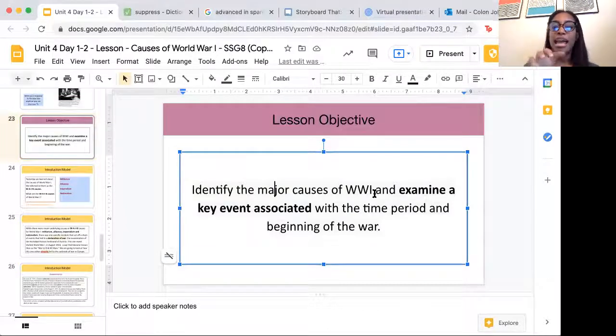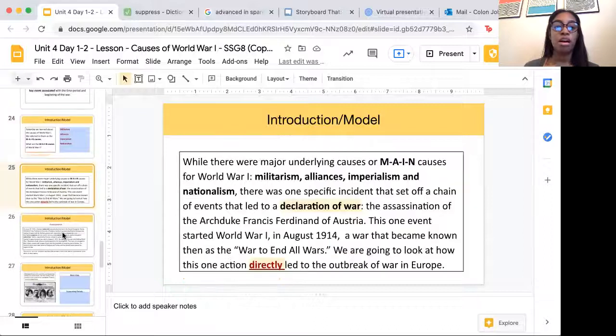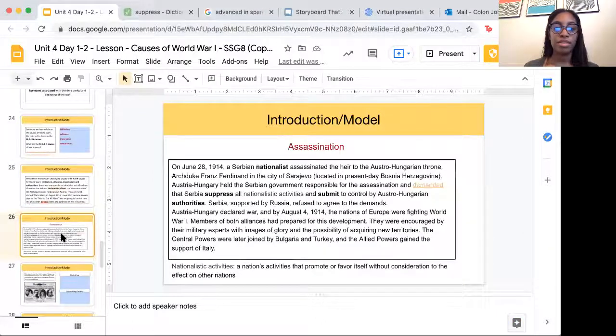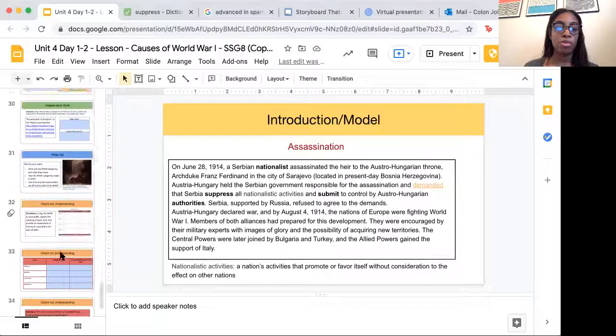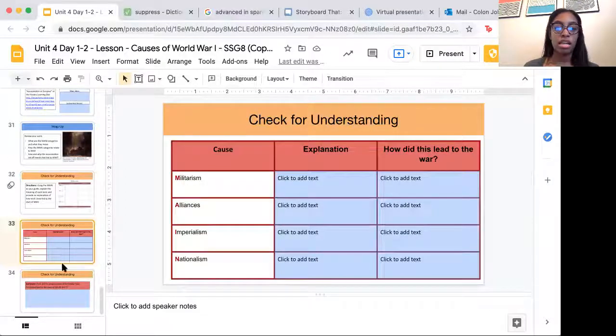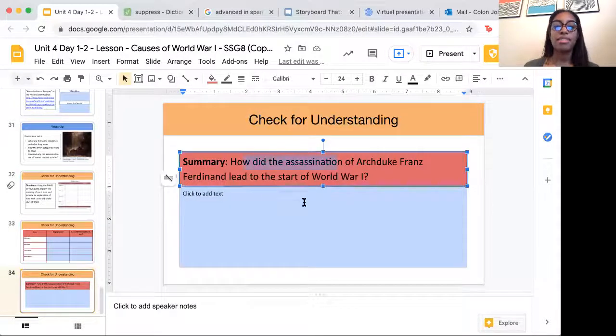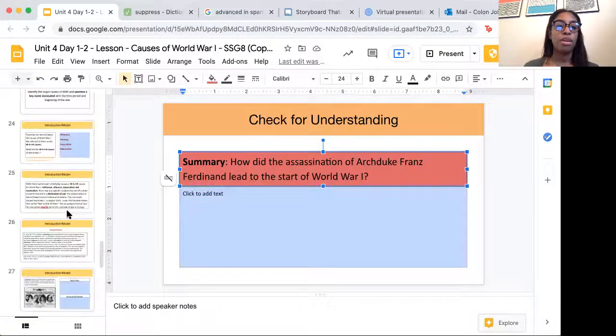So our lesson objective is to identify the major causes of World War I, right, which is really day 1. And now we're going to examine the key event associated with the beginning of the war. And really what we're talking about here is the assassination of Archduke Franz Ferdinand, right? And we're going to see how Maine is going to expand, because that's part of the summary here. How did the assassination of Archduke Franz Ferdinand lead to the start of the war?